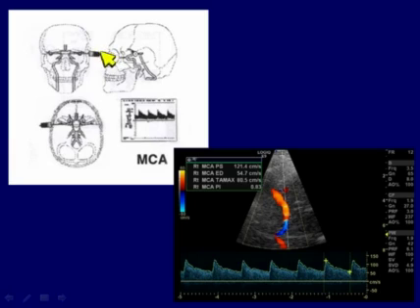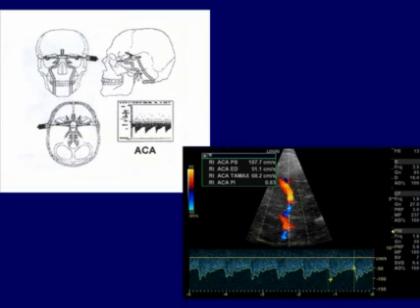Here again is just showing an approach through the temporal window where we're going to see our MCA, and here's the duplex image showing the same thing with our pretty wide sample volume size, but we're seeing this nice middle cerebral artery.